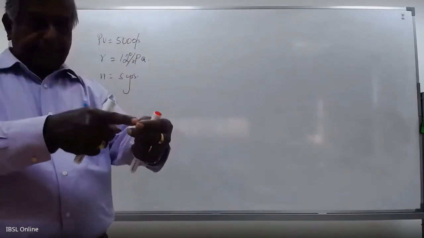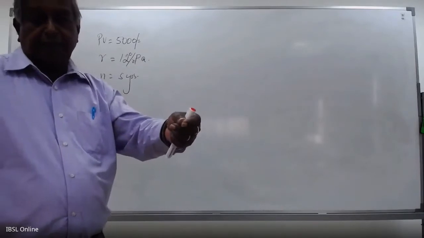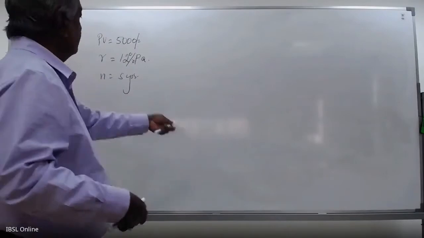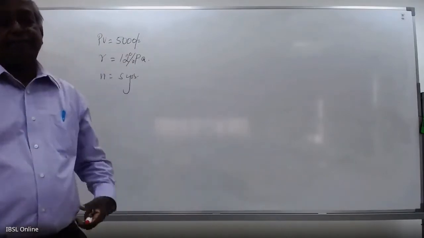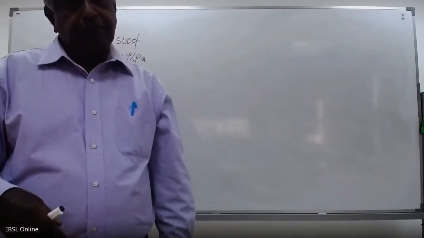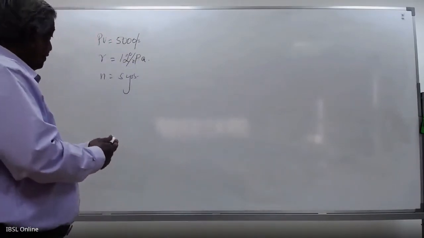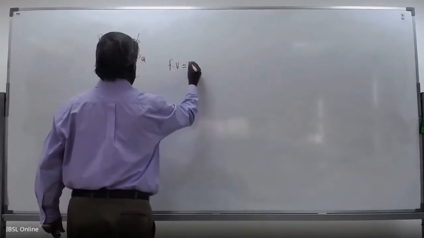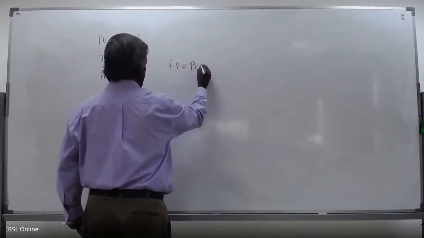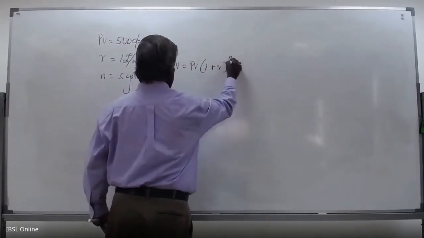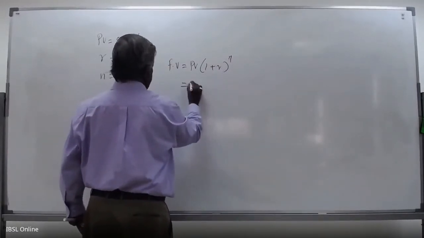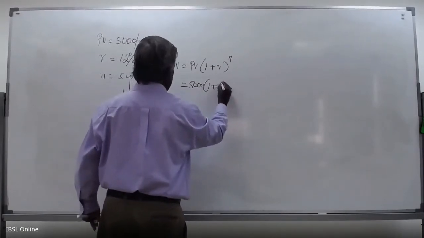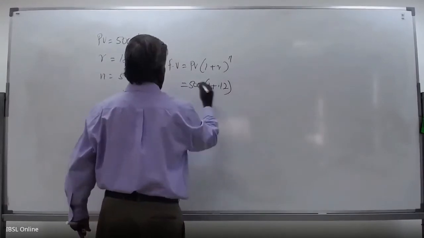What is the interest rate? 12%. And what is the period? Yes, the compounding factor is there. Then you multiply the PV, and you will get the answer. That is one way. Another way: future value is equal to PV into (1 plus R) to the power n. So here, 5,000 into (1 plus 0.12) to the power 5 years.